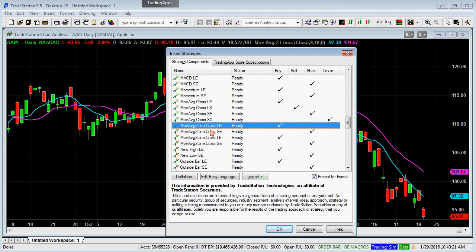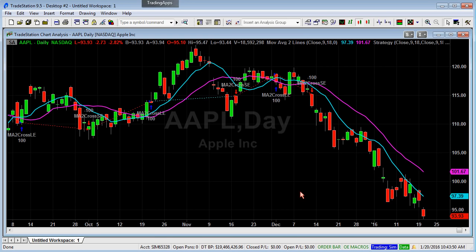In this case, I'm going to do a multiple selection by highlighting moving average 2-line cross, LE and SE. To do a multiple selection, you just have to hold down the control key as you're clicking on the different items you want to select. Okay, let's go ahead and uncheck prompt for format. We'll come here to the format strategy dialog in a little moment, but I'll just click OK. As soon as you click OK, the strategy goes on the chart. You see, it's not a complex process.